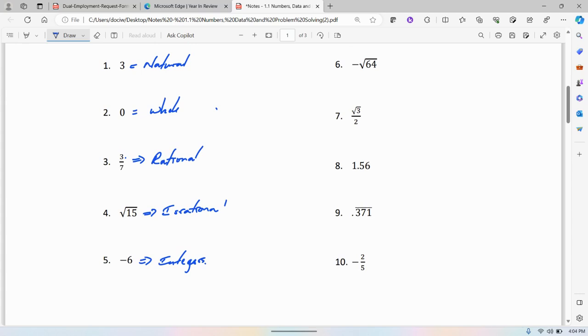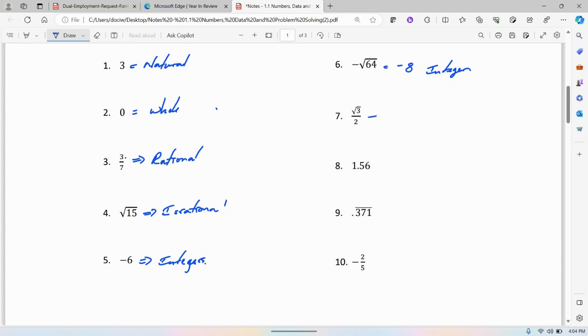If I work through 6 through 10, the square root of 64 is 8. 8 itself is a natural number or a whole number. The opposite of that, -8, is going to be an integer. So I'm working through the smallest group that these numbers belong to.